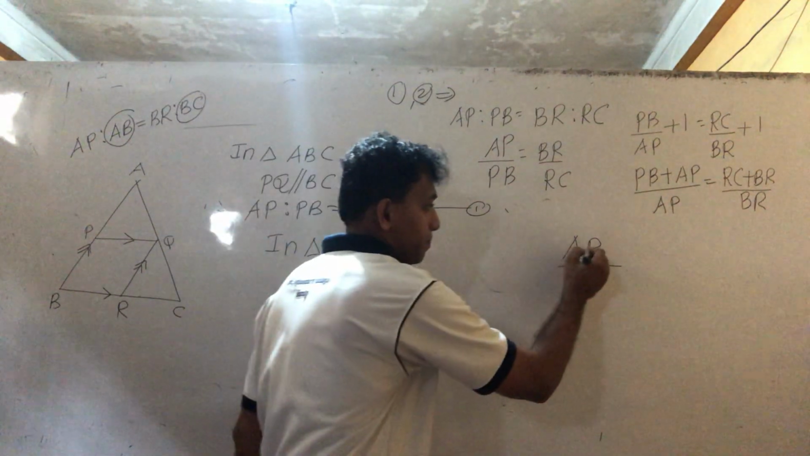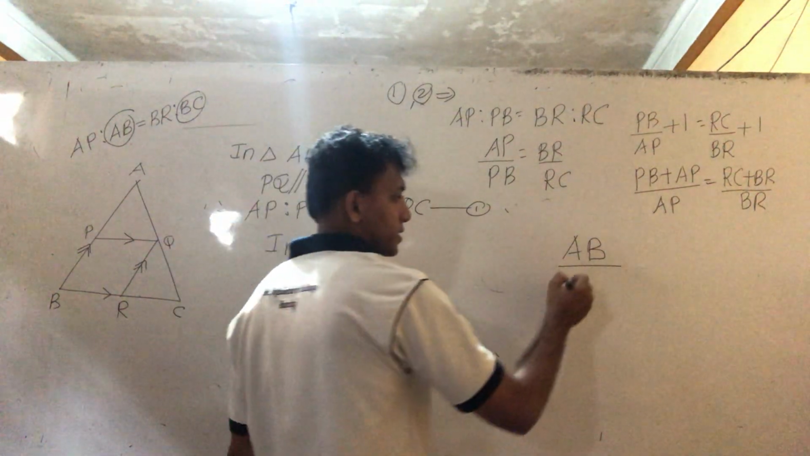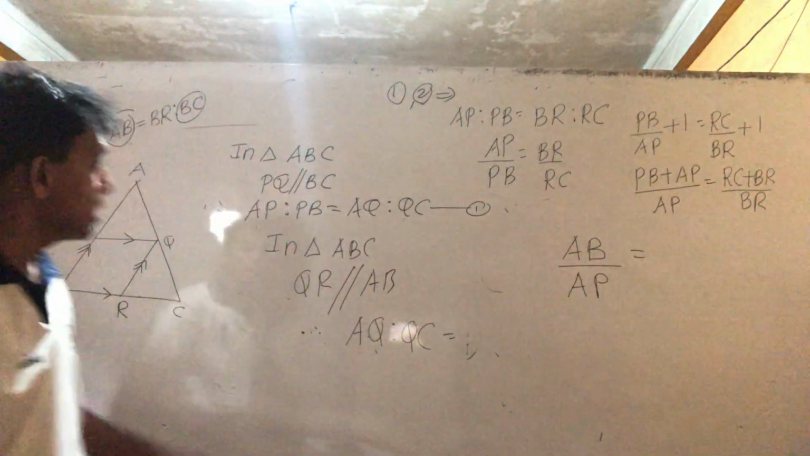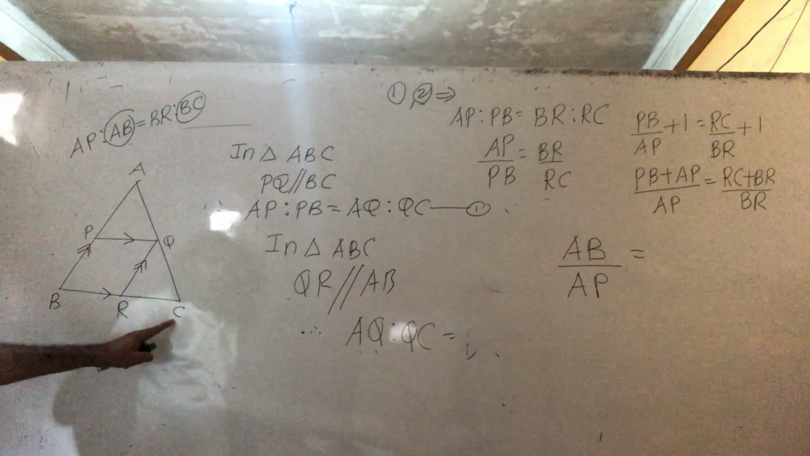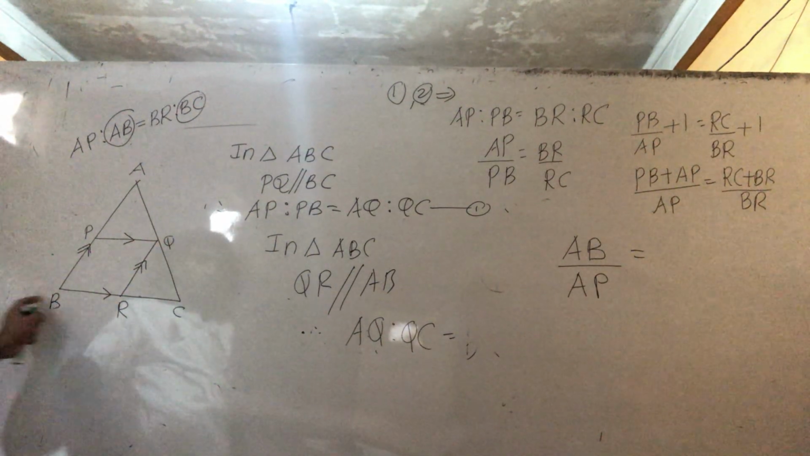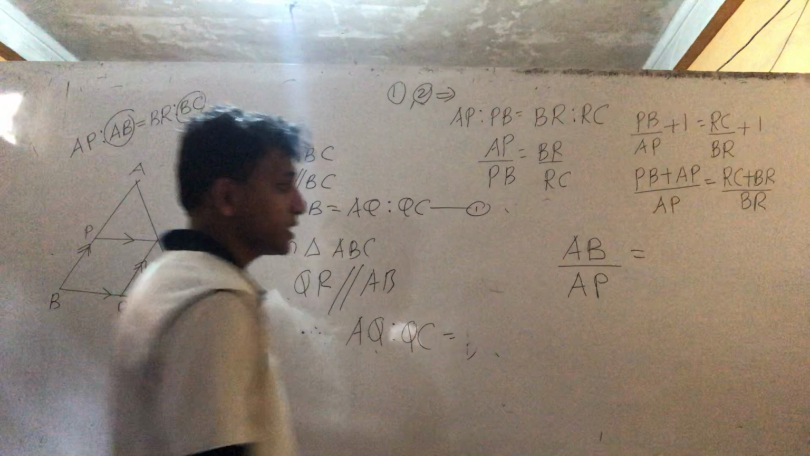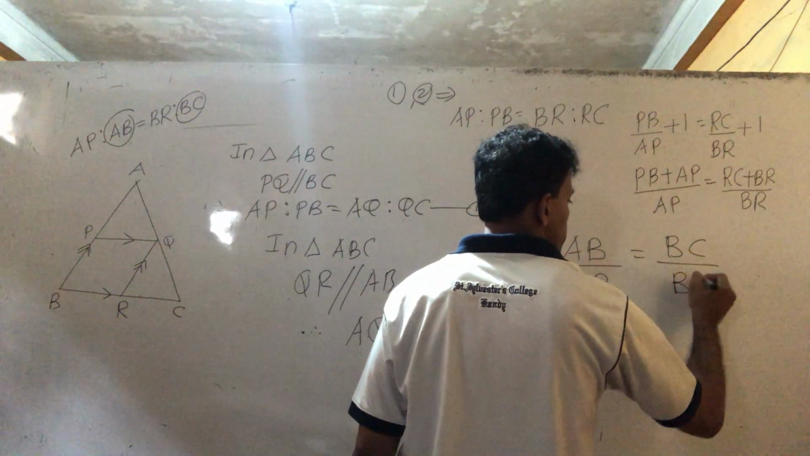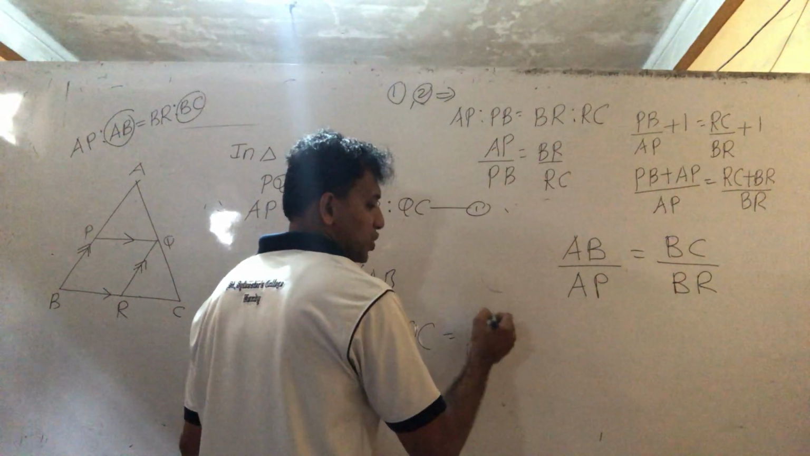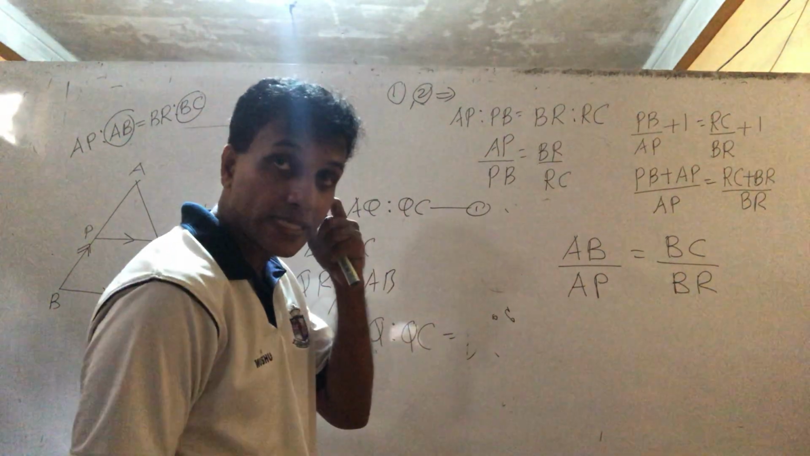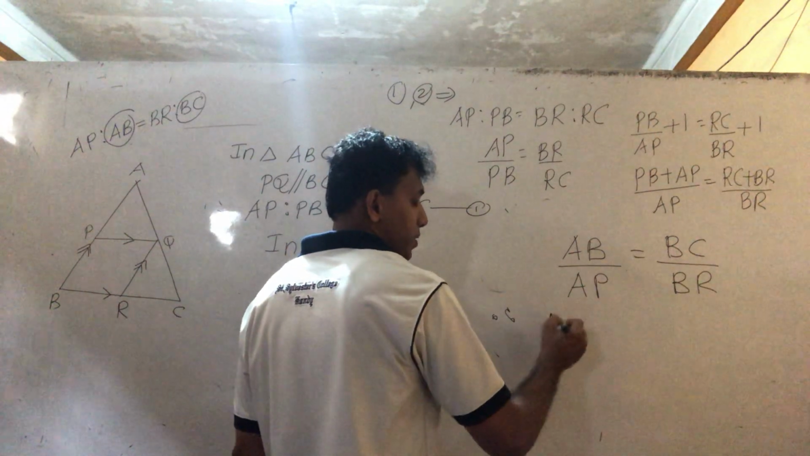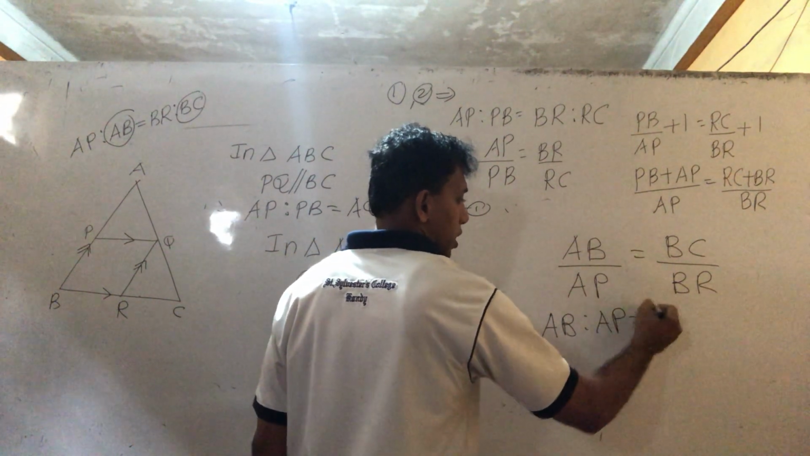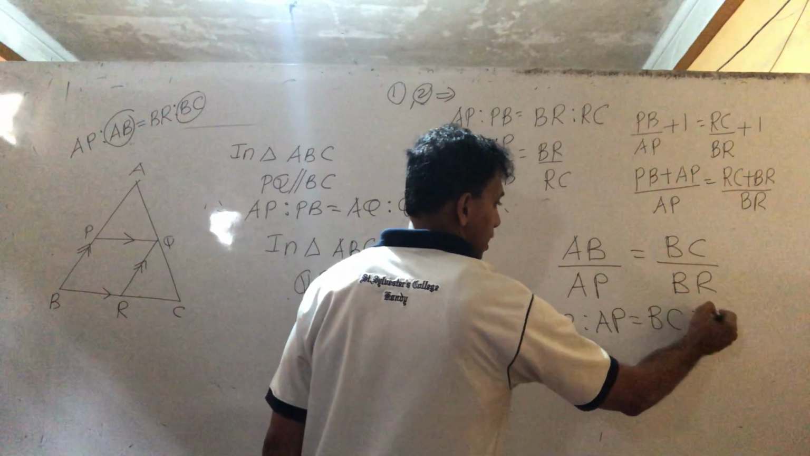Okay, AB over AP, right? Equal. Alright, the other one, what is that? RC and BR, both addition, that is BC. Check that, BC over BR. Or otherwise, the fraction given as a ratio pattern. What is that? AB is to AP equal to BC is to BR.